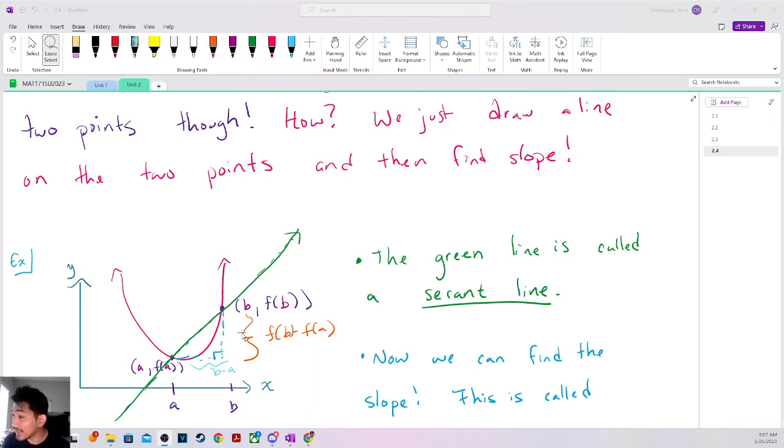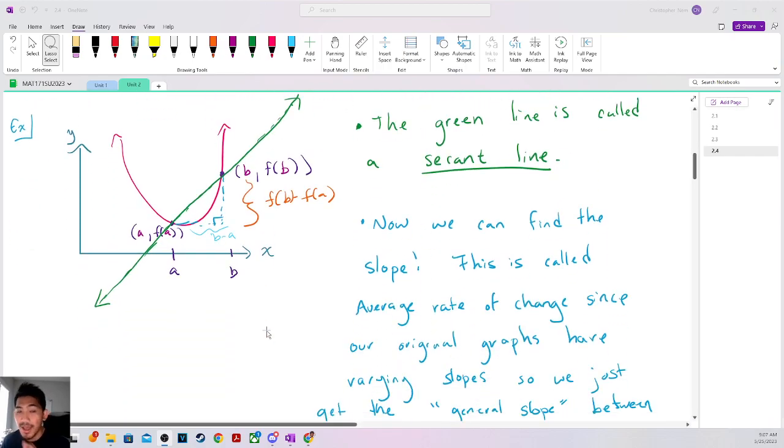And the goal is, hey, I couldn't find the slope because it always changes, but I can find the slope if I construct a line inside my function, this secant line. So I construct this secant line, and now I'm going to find the slope of the secant line. The slope of the secant line is the same thing as finding the average rate of change of your function. All right? So how do we calculate this?